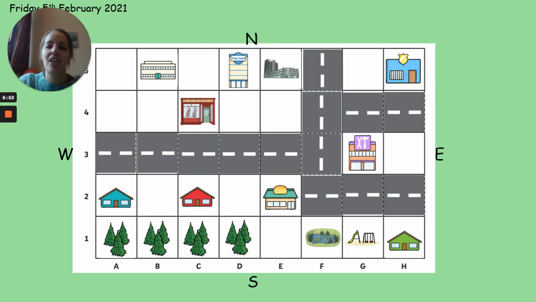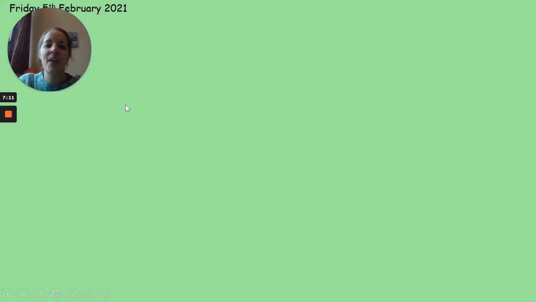So here's the map. Let's have a look. So we turned and faced the E side and we went 1, 2, 3, 4. Then we turned and faced the S and went 1 down. Then we turned and faced the E and went 2. So where was the treasure buried? In the playground. Absolutely. Well done if you did that. Really good job.